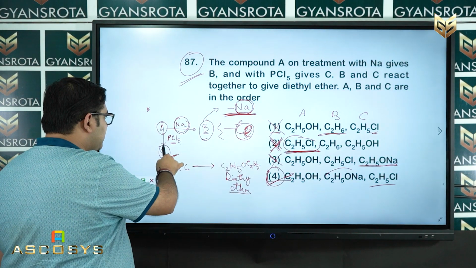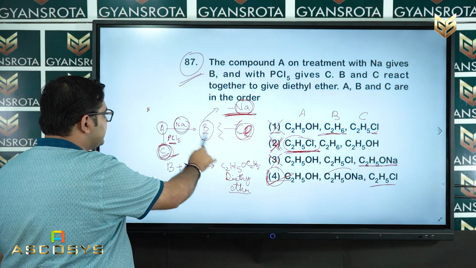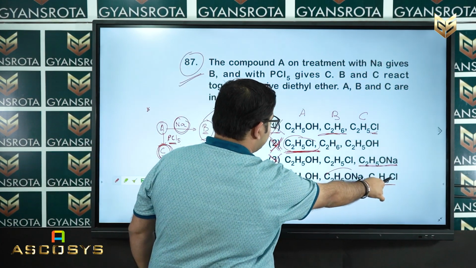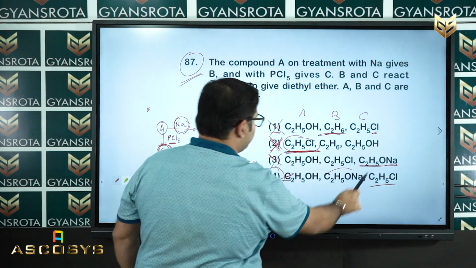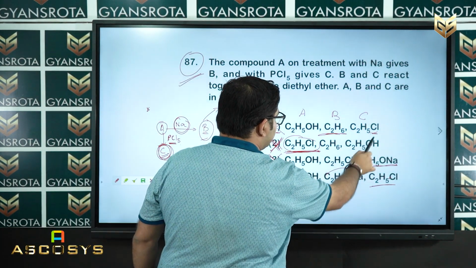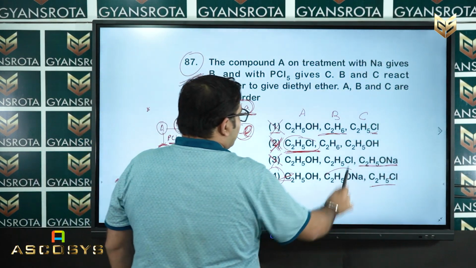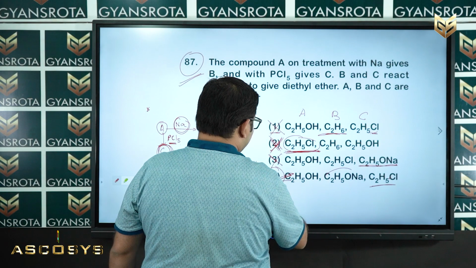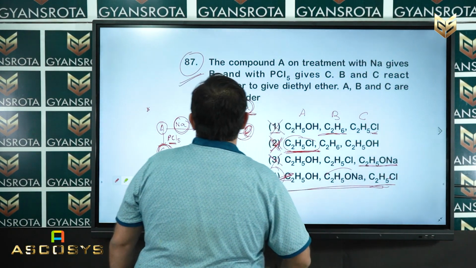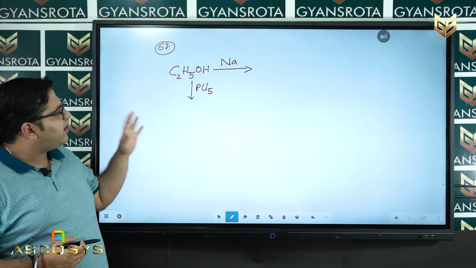And if you see the C option also, PCl5 reacting means at the end it should have Cl. Only option number 1 and option number 4 have Cl, and the remaining 2 and 3 do not have Cl. So, option 2 and option 3 are already neglected. After everything is solved, we get only option 4 as the correct answer of this question number 87. Now, see how the answer will come.